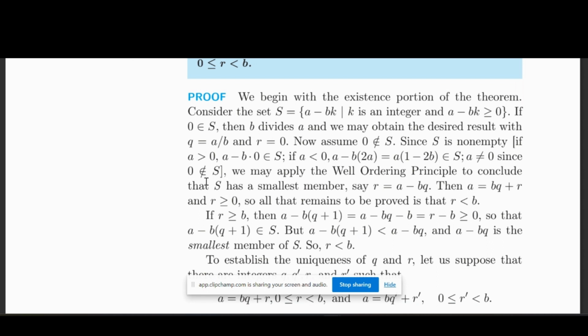Consider the set S equal to a minus b into k, such that k is an integer and a minus b into k is greater than or equal to 0. So what we are saying here is that the remainder has to be greater than or equal to 0. If 0 belongs to S, then b divides a, and we may obtain the desired result with q equal to a by b, where a is the dividend, b is the divisor, and r is equal to 0.